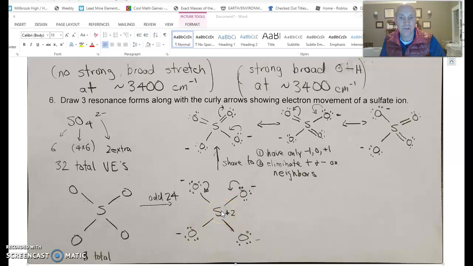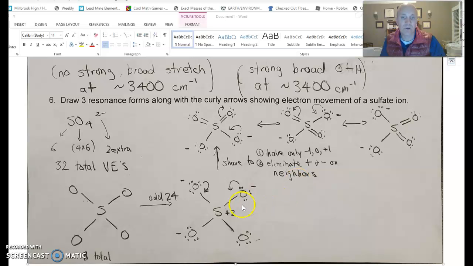Remember, we want to share electrons to accomplish mainly 2 things. First of all, we don't want to have any atom having anything other than a -1, 0, or positive 1 charge. Notice we've got a positive 2 charge. You're generally not going to want to have that in a Lewis structure. Also, we want to try to eliminate as much as possible having a positive charge on one atom with a negative charge on a neighbor.